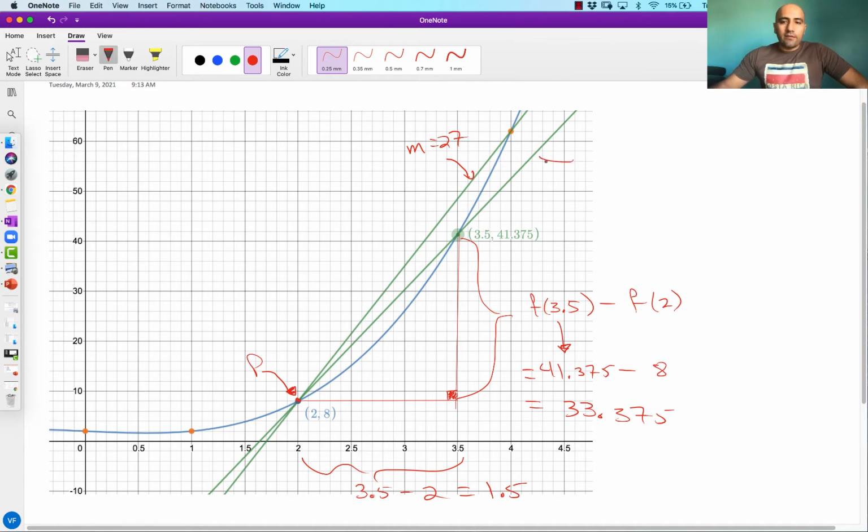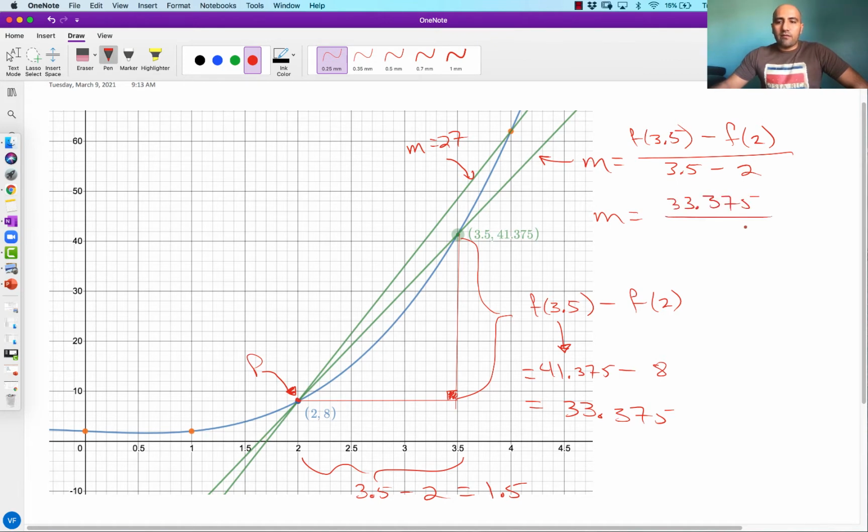Then the slope, m, of this new line is equal to f of 3.5 minus f of 2, all over 3.5 minus 2. So we get m equals 33.375 divided by 1.5, which means m equals 22.25.